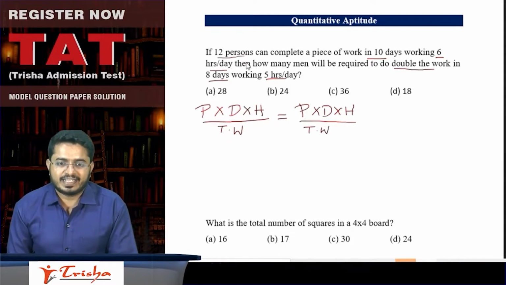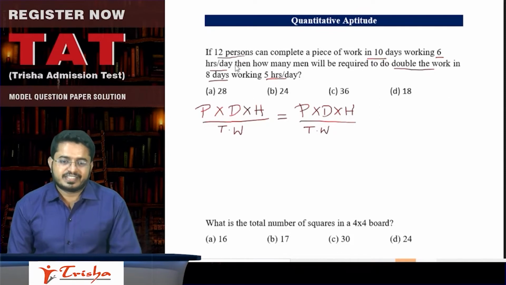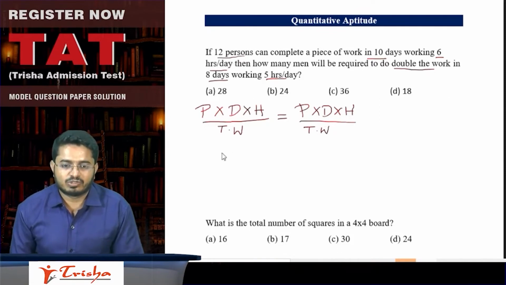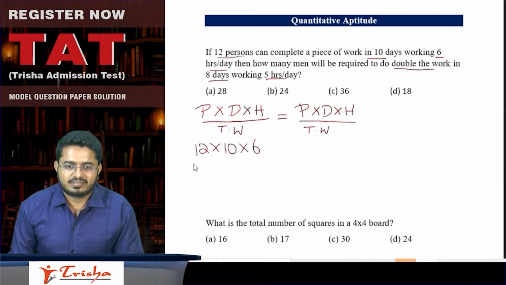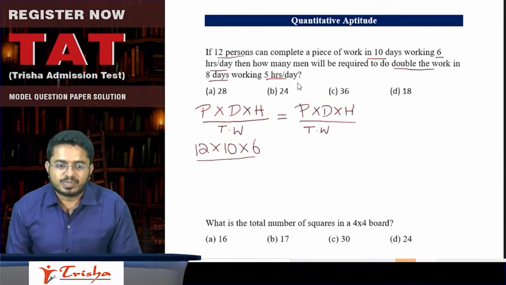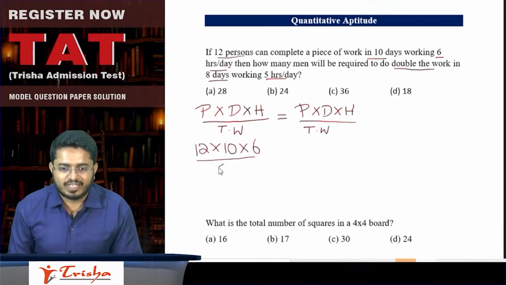So let us plug in the data with regards to the first set of data that is given. So 12 persons, right? So instead of P, let's write 12. How many days have they worked for? They worked for 10 days. And per day, what was the working hour? 6 hours. And they have clearly mentioned complete a piece of work. So total work, 1.